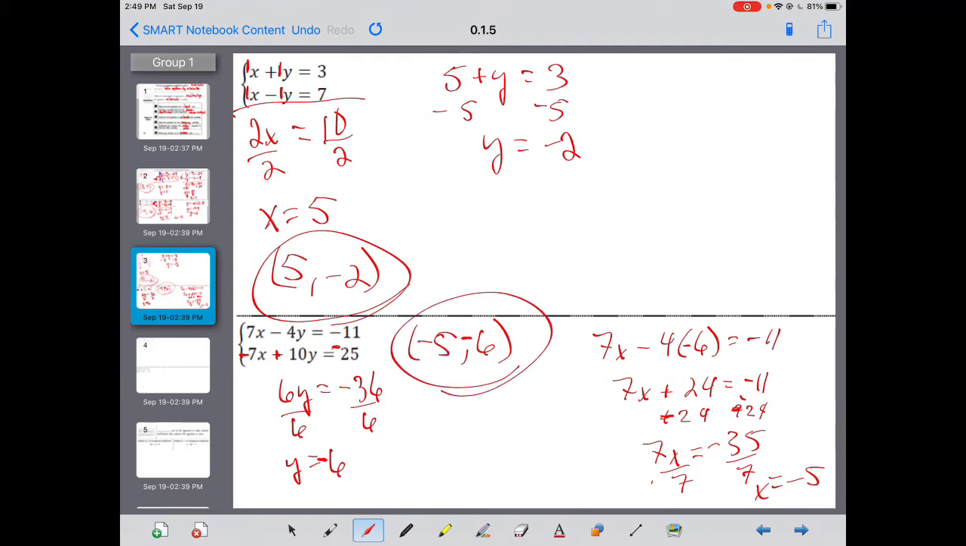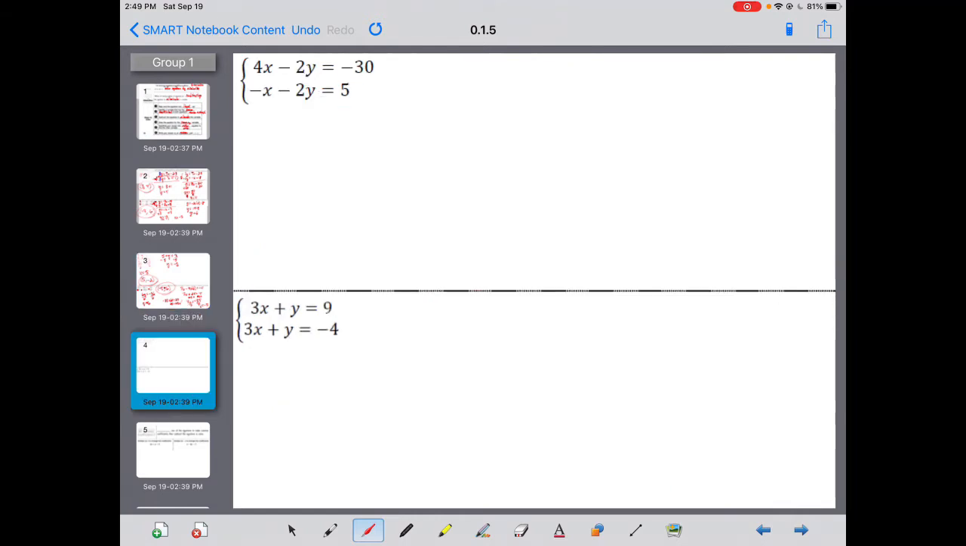Now they're good. Double check because my math got weird in there, so let's see. 7 times negative 5 is negative 35. And negative 6 times negative 10 is positive 60 equals 25. 25 equals 25. Yes, it does. Okay, we check out. Good. Let's look at this next set. All right.